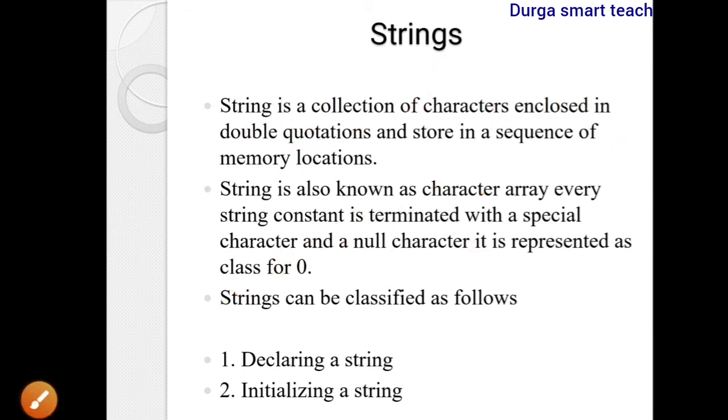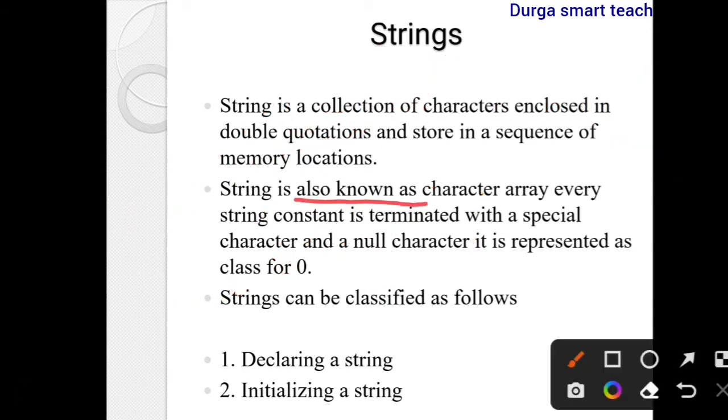Next, a string is known as a character array. Every string constant is terminated with a special character, a null character, which is represented as \0. So the ending indication of a string is \0. It is terminated with a special character, that is \0.